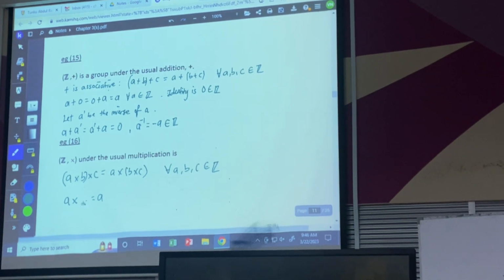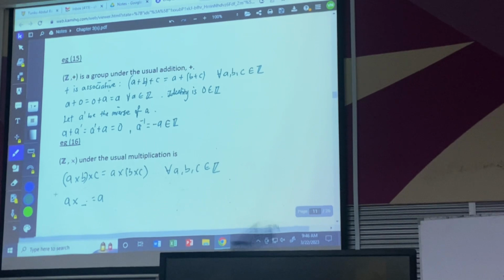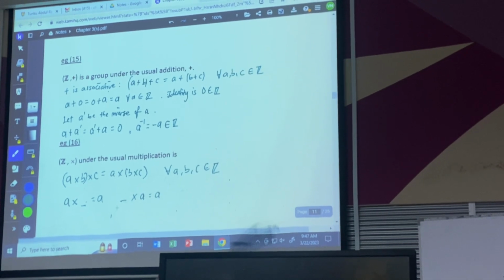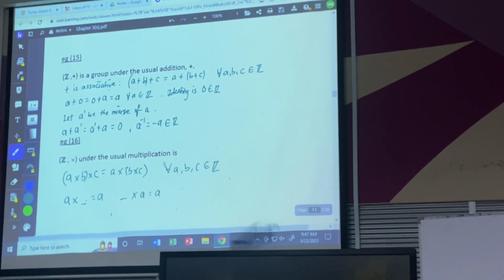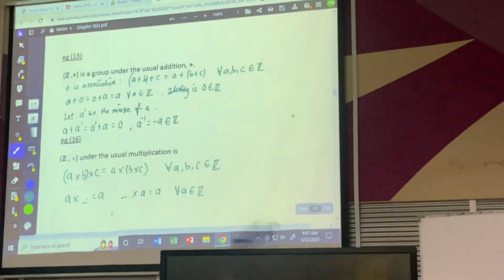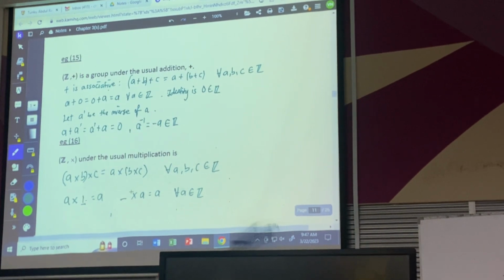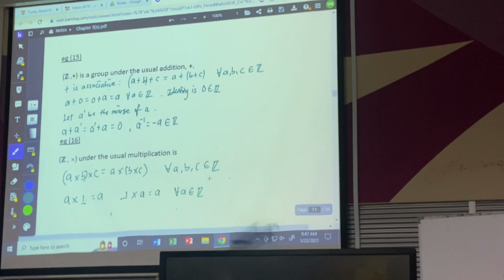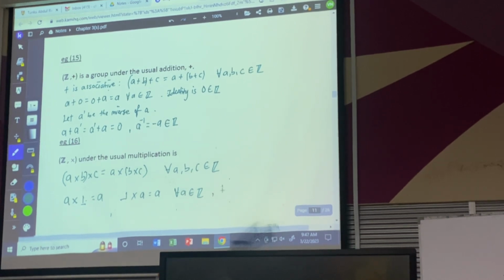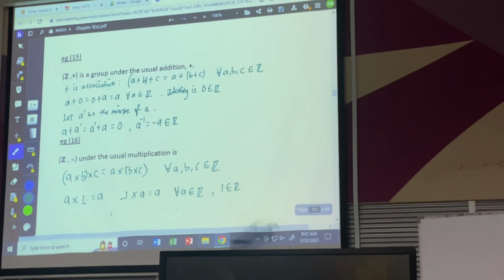So how to find the identity? You need to take A multiply the identity, then the answer must be equal to A. The identity multiply the A must also be equal to A. Okay? So now the A all belongs to integer. What is the identity here? One. Yes, 1. Does 1 belong to integer? Yes. So is this a monoid?